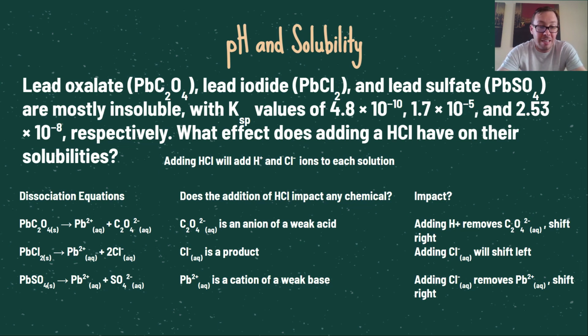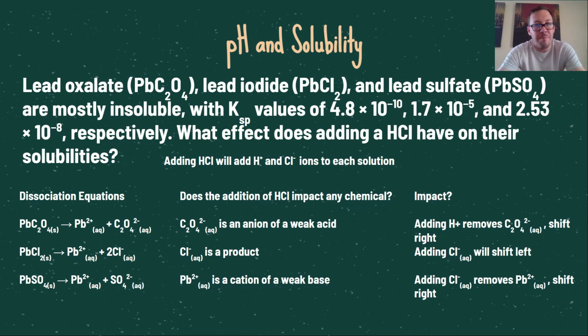Adding Cl is a product, and so as a result, we increase the number of chloride ions. That's going to shift equilibrium to the left as we increase the amount of chloride ion concentration. And Pb2+ is a cation of a weak base, so the addition of Cl removes Pb2+, and that's going to shift equilibrium to the right. So this can be a bit tricky, for sure.